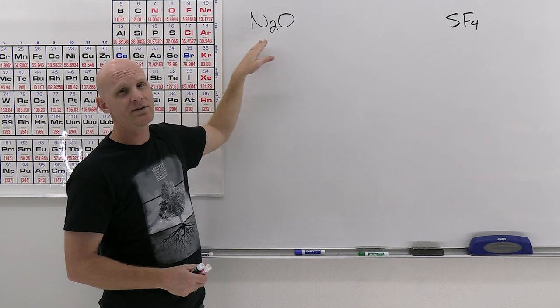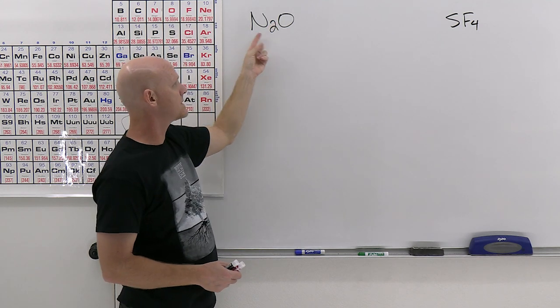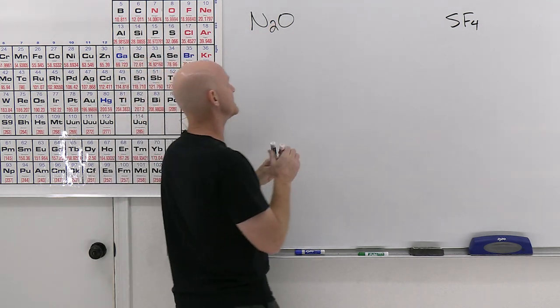But we'll start with the number of valence electrons. The two nitrogens each have 5 valence electrons. The oxygen's got 6. So 2 times 5 is 10, plus 6 is 16 valence electrons.